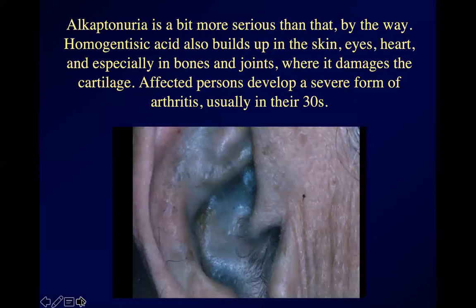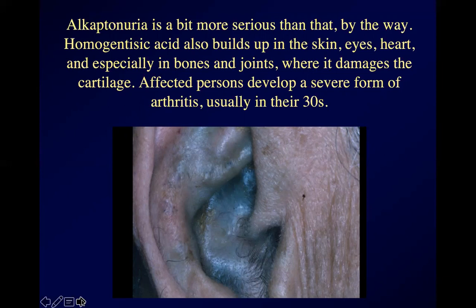I mean, just, you know, your pee turning black sounds like a fun party trick, but homogentisic acid builds up in the body and your kidneys try to get rid of as much of it as they can, but they can't get rid of it all. And it tends to build up in the skin, the eyes, the heart, and especially in the cartilage, which is why this gent has an ear that looks like it's turning black. That's homogentisic acid building up in the cartilage.